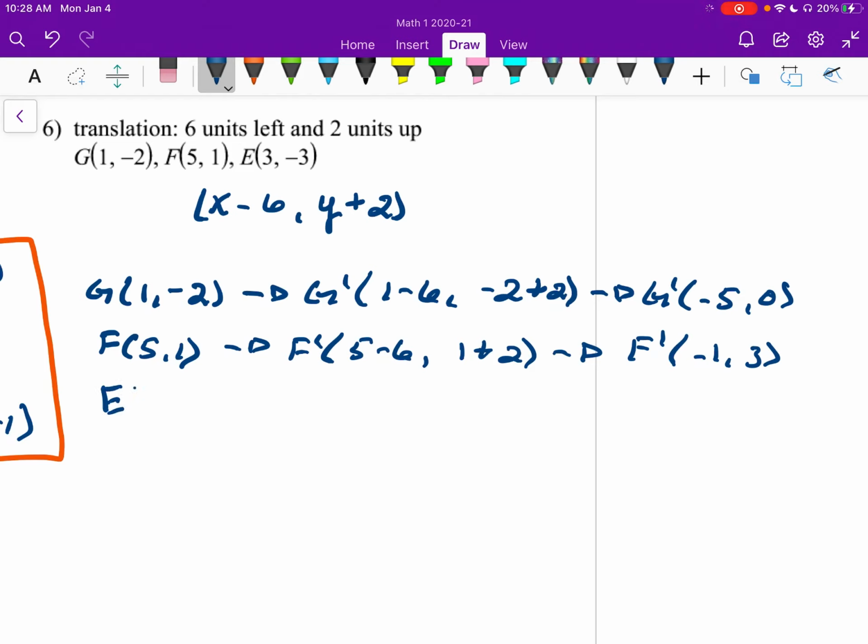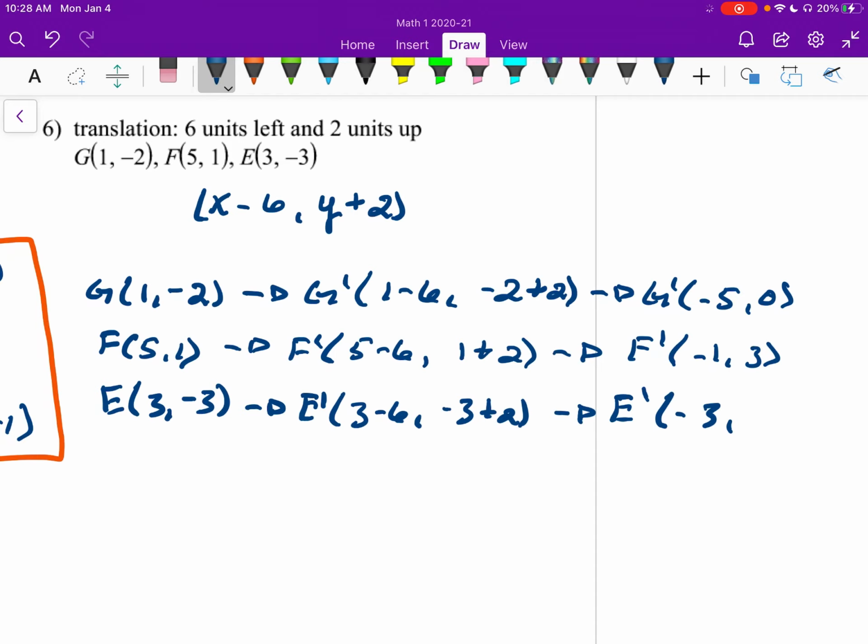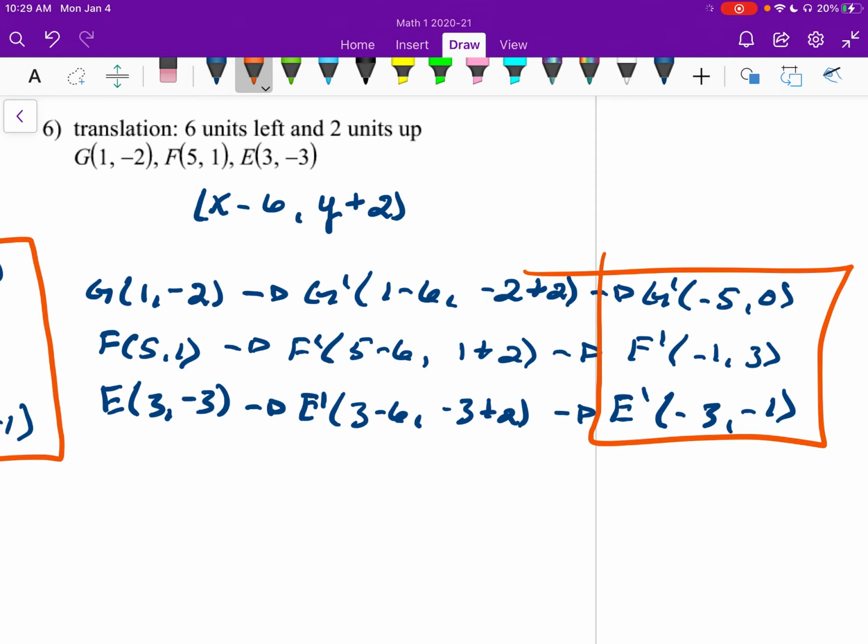Lastly, I have point E, 3, negative 3. E prime will be at 3 minus 6, and then negative 3 plus 2. So E prime is negative 3, and then negative 1. So there we are. There are 3 points.